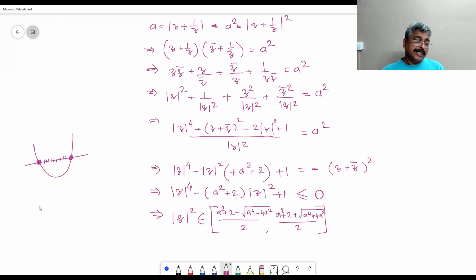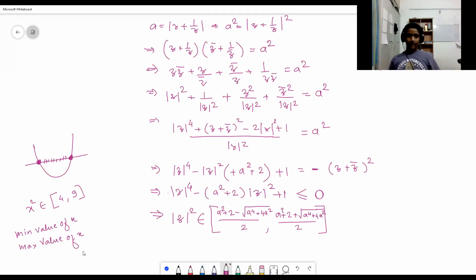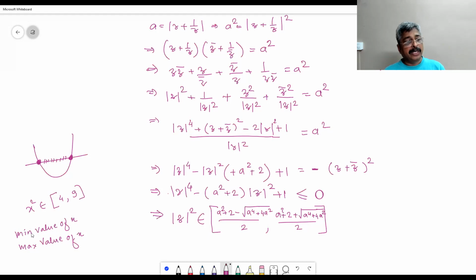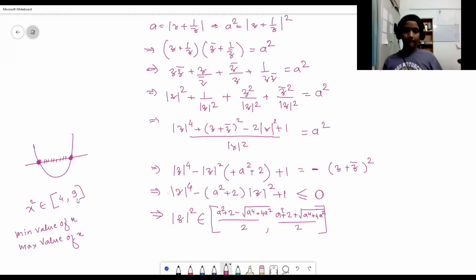Now suppose I say that x square belongs to the closed interval 4 comma 9. Can you tell me the minimum value of x and the maximum value of x? Sir, minimum -3 and maximum +3. What is the minimum value of x and what is the maximum value of x, if x square belongs to 4 comma 9?